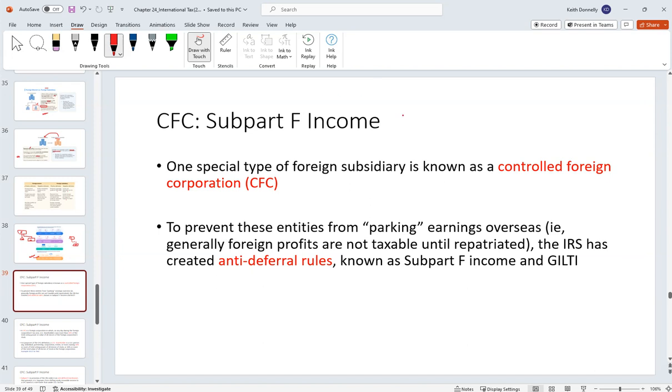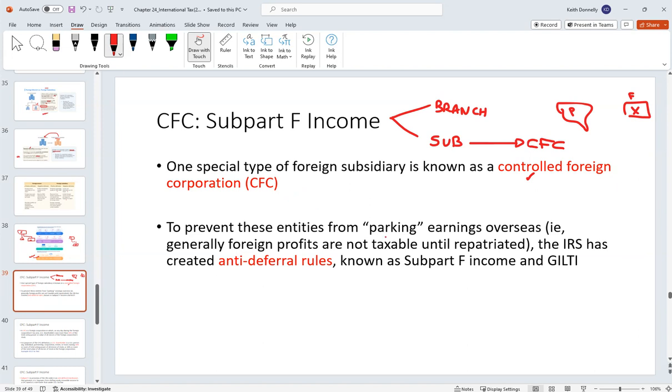Okay, so we said that when you're operating overseas, you can have a branch that you can operate through, or you can do a foreign subsidiary. One type of foreign subsidiary is called a controlled foreign corporation, a CFC. Why do we care about this? Essentially, here's the US, and we open up, we're the parent company over here. We open up a French company. We own 100% of that.